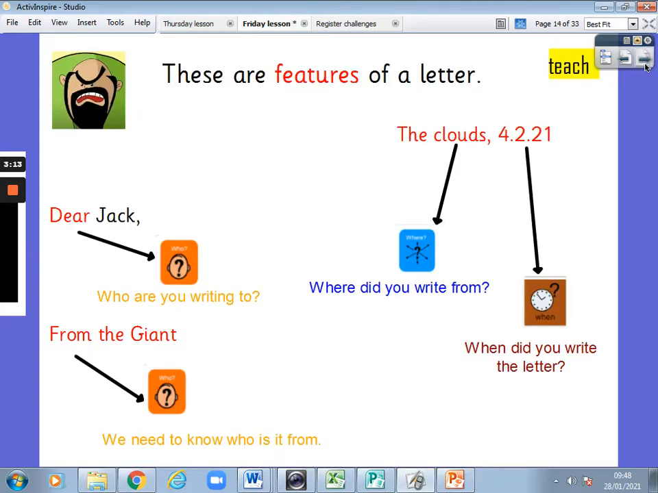So what are the features of a letter? It's where did you write the letter from? When did you write the letter? Who are you writing to? Dear Jack. And we need to know who is it from? From the giant. Where, when, and who.